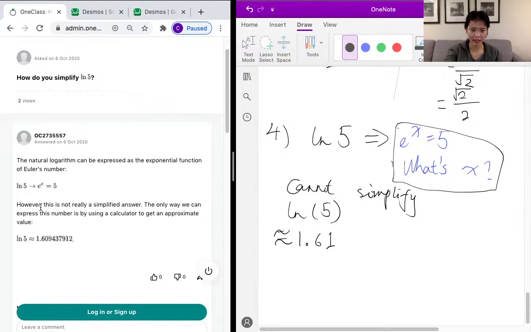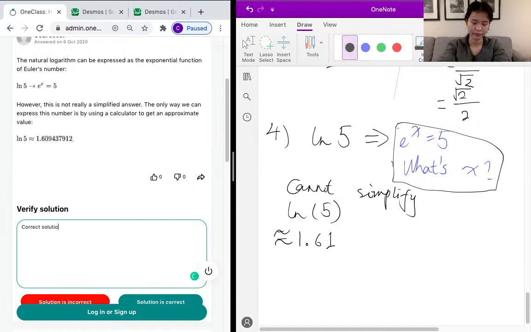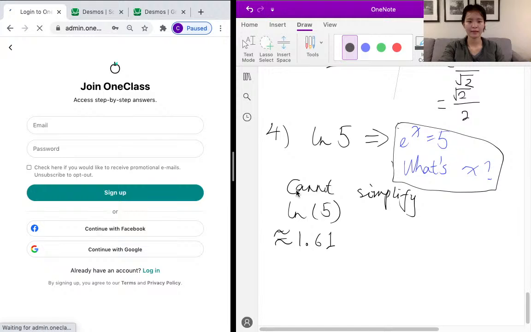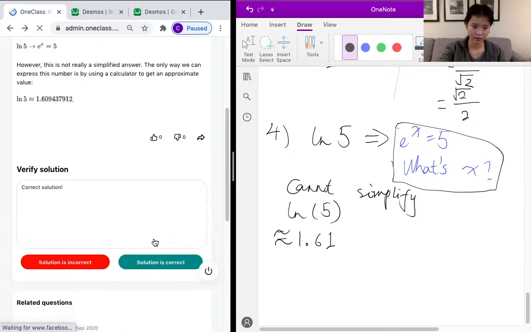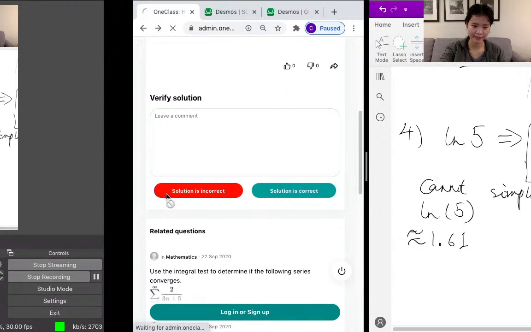Now let's take a look at the sample solution. Yes, they mentioned the same thing as us. So that's the solution. The solution is correct. Oh, whoopsie, I pressed the wrong button. So let's just say correct solution, and that the solution is correct.